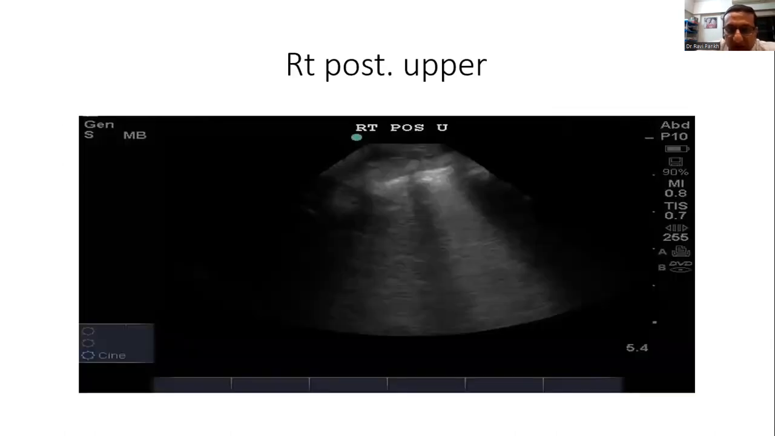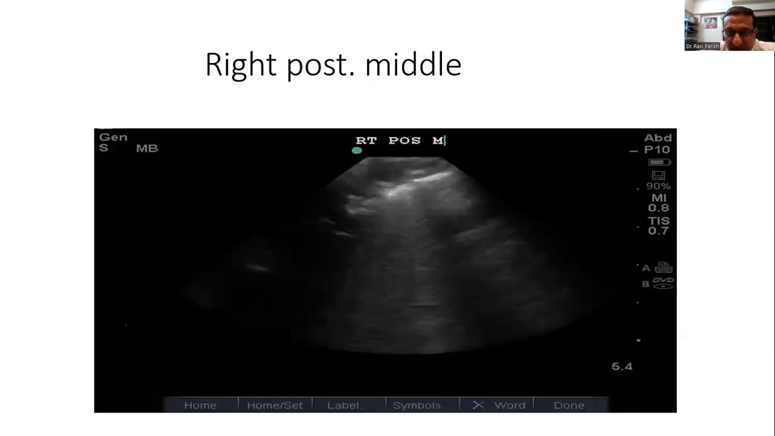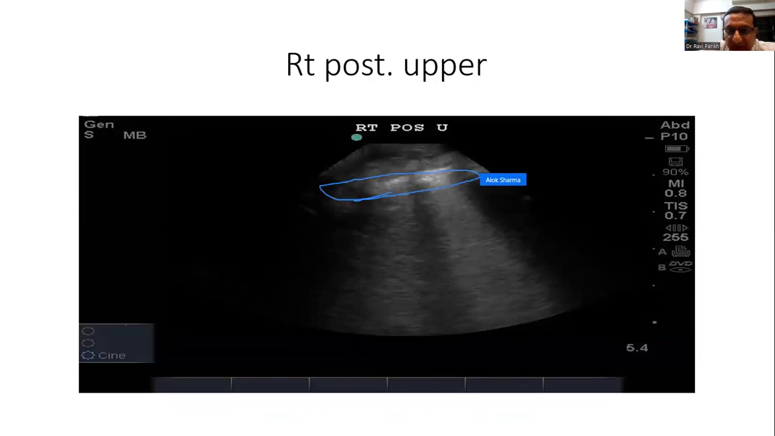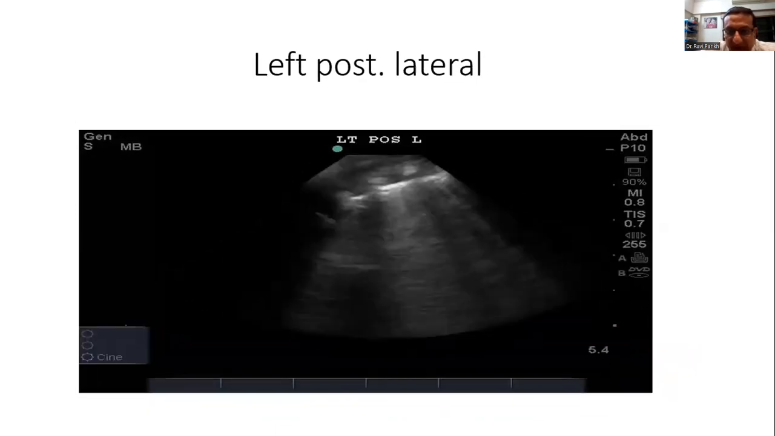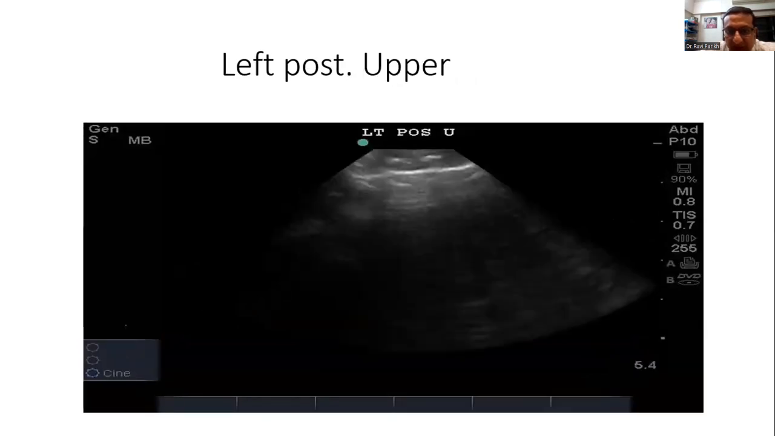So these were the first scans which we did on the female, the twin, one female child. This was a posterior ultrasound. I could see the pleura was there, sliding was there. I don't know why I have not taken the video, and I could see some B lines. B lines are there. No A lines would be visible. And here also the B lines are there. And this is again the posterior.